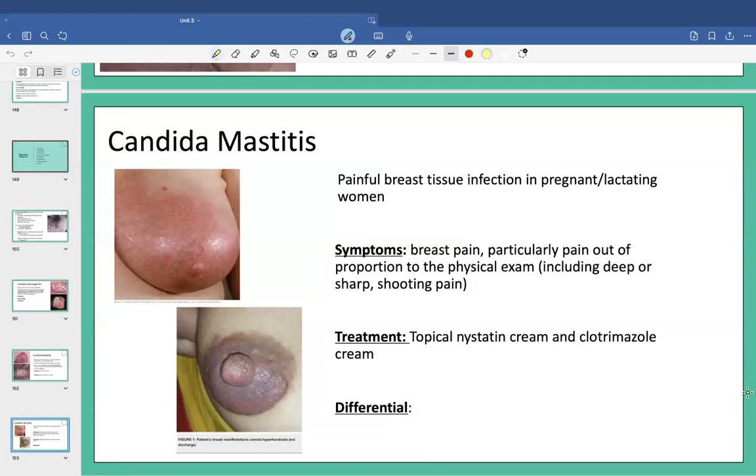I left you two resources about breast manifestations, and there's an article about mastitis for you to look at at your leisure if you're interested. Other parts of your differential for mastitis would be breast abscess, especially in a patient with persistent fever, clogged milk duct, and then inflammatory breast cancer.